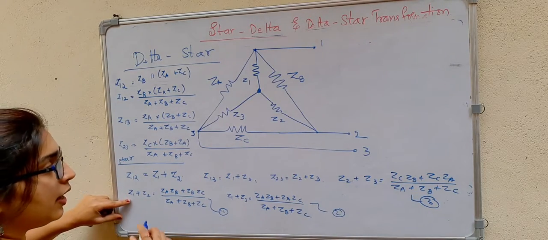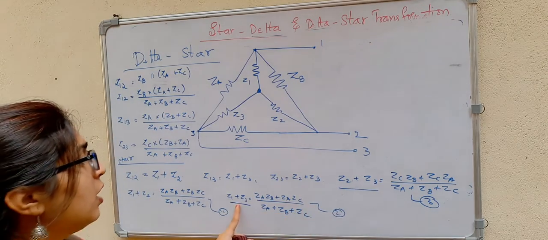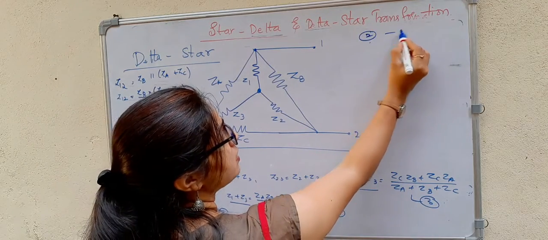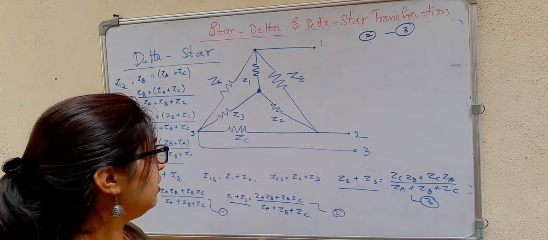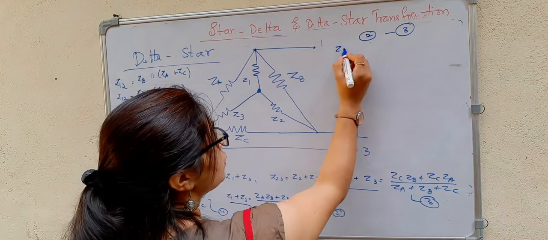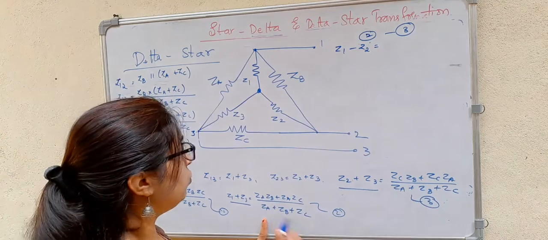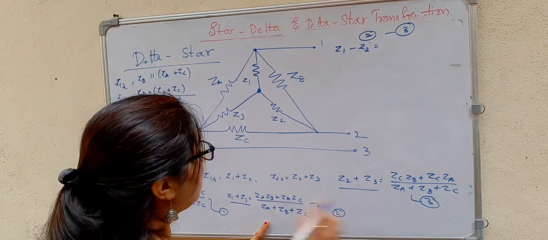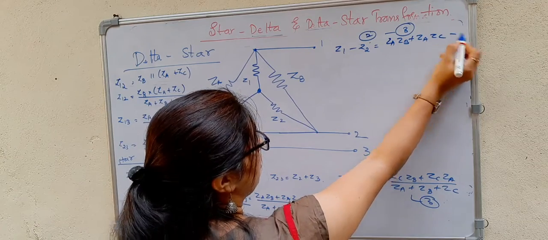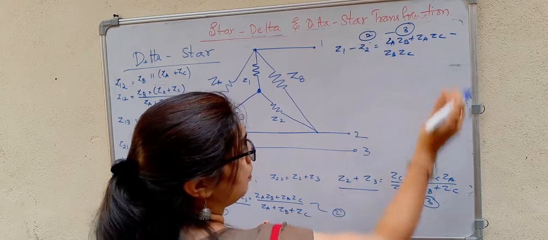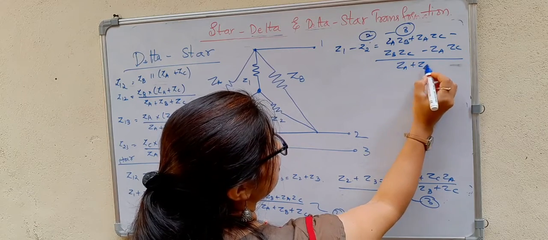To find Z1, Z2 and Z3, what if I subtract equation 3 from equation 2? We will get Z1 plus Z3 minus Z2 minus Z3. Z3 minus Z3 cancels, so we remain with Z1 minus Z2. Z1 minus Z2 will be equal to, on the right side, ZA ZB plus ZA ZC minus ZB ZC minus ZA ZC divided by ZA plus ZB plus ZC, which is common now.